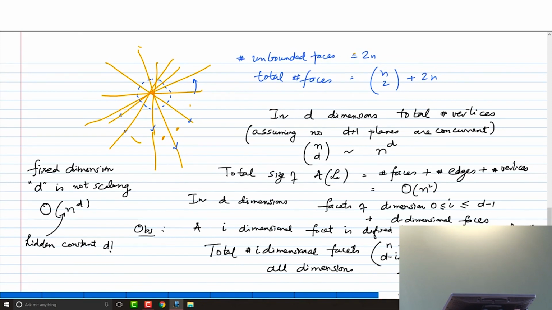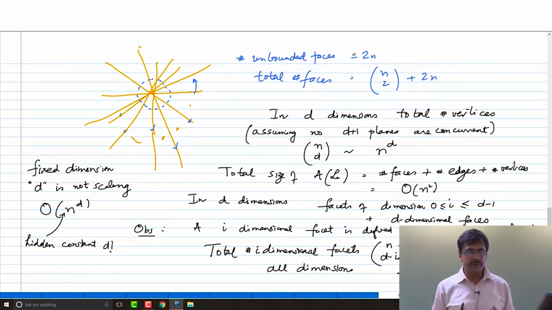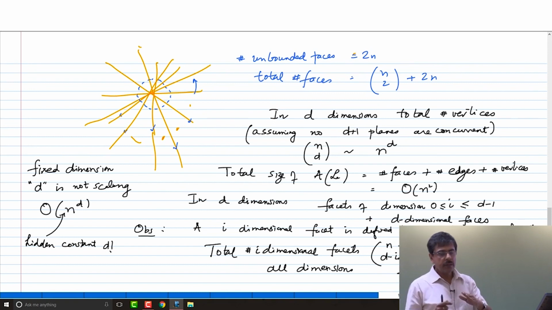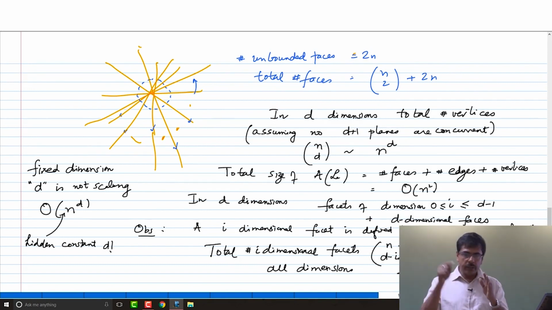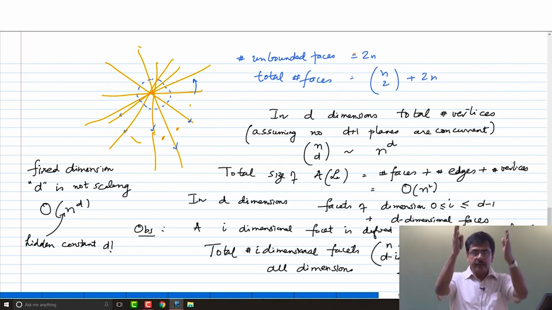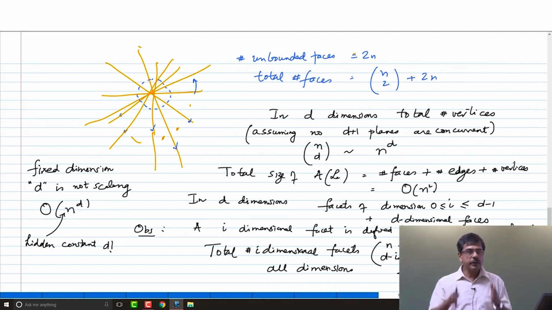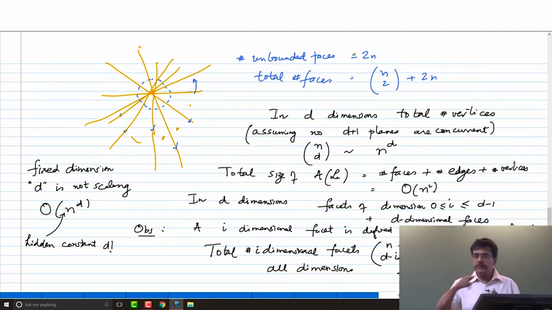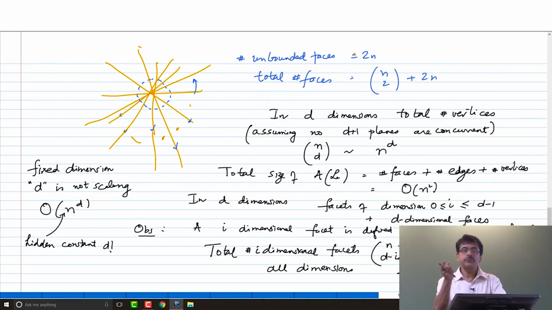Why is size important? Because finally, we may want to store it in a data structure. We have a set of lines, and we want to create a data structure like what we started with in the morning, that tells me, given a query point, which line lies above it. Then I created those parallel slabs. Now each parallel slab had lines intersecting. How many slabs were there? There were n square slabs. Each slab had n lines, which means that the space of the data structure was n cube.